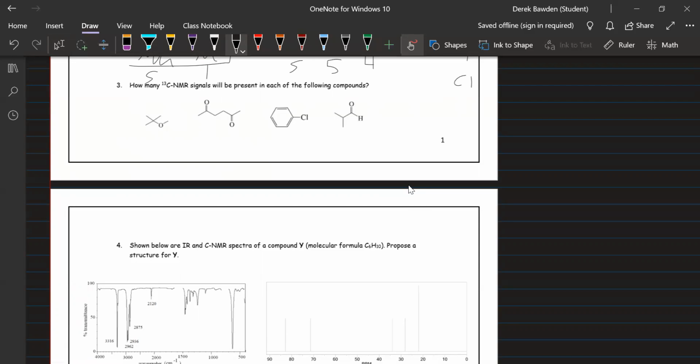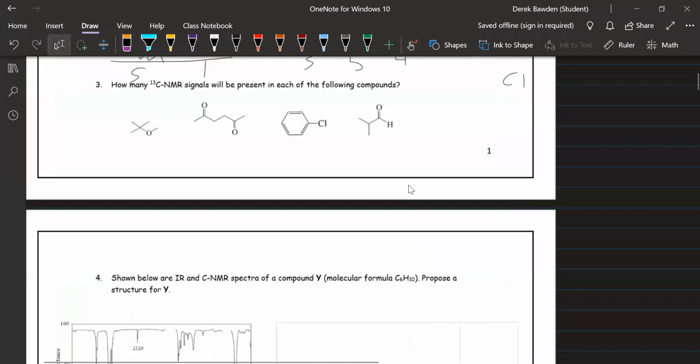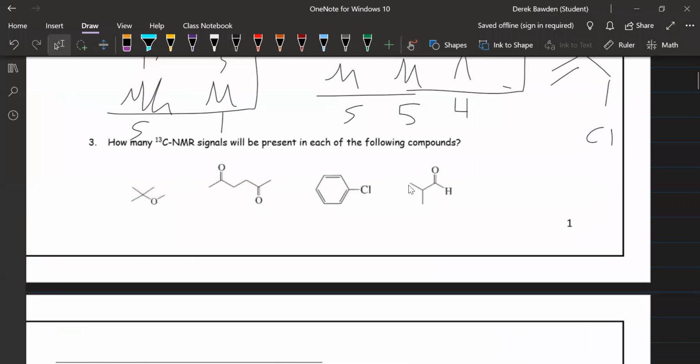The most important thing is to determine, it's kind of like HNMR. You find out, 1, if there's a plane of symmetry, and 2, if the carbons will be identical to each other, okay? So this first one, let me just zoom in a little bit so we can see it better.